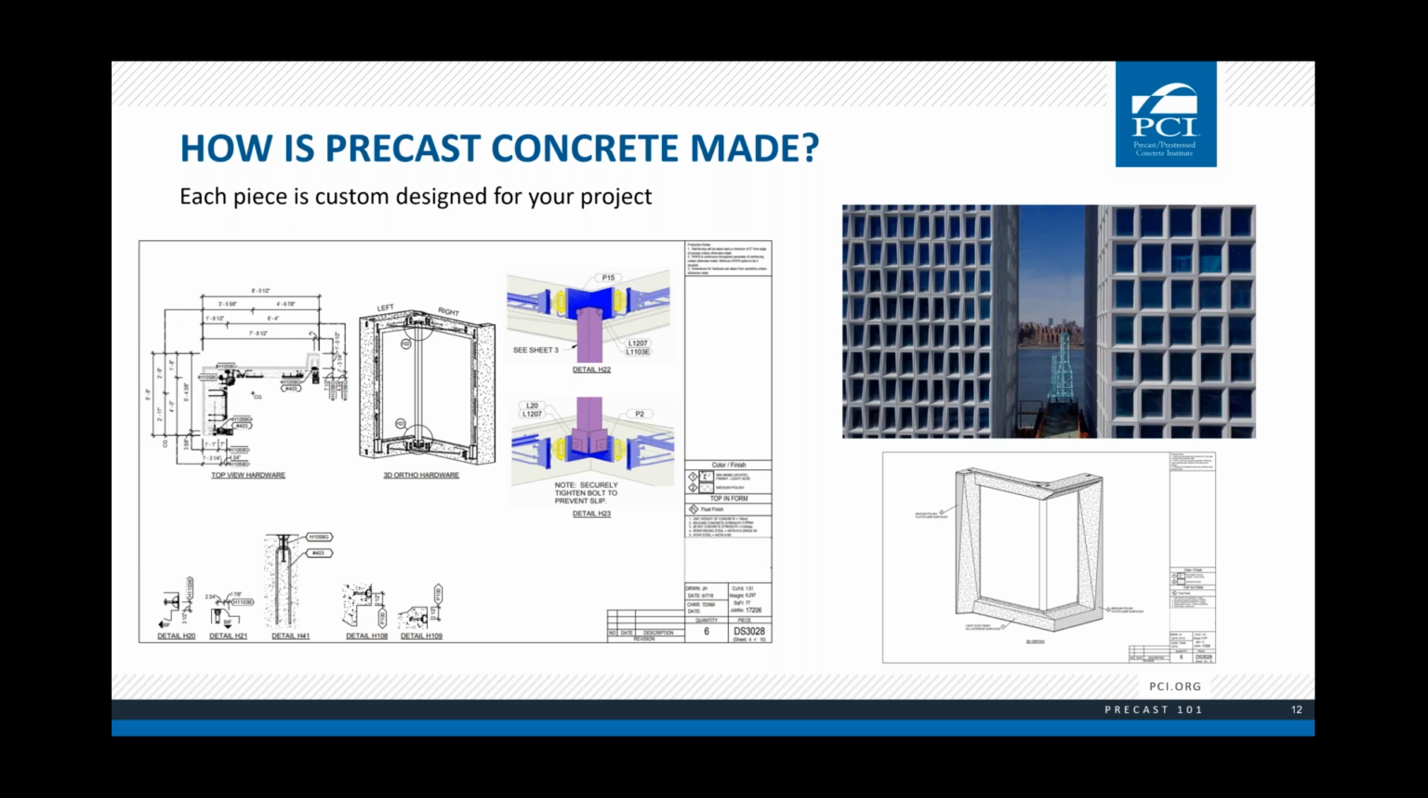So starting with engineering: shop drawings are the responsibility of the precast producer. Each precast piece is identified, engineered, detailed, and checked before production.